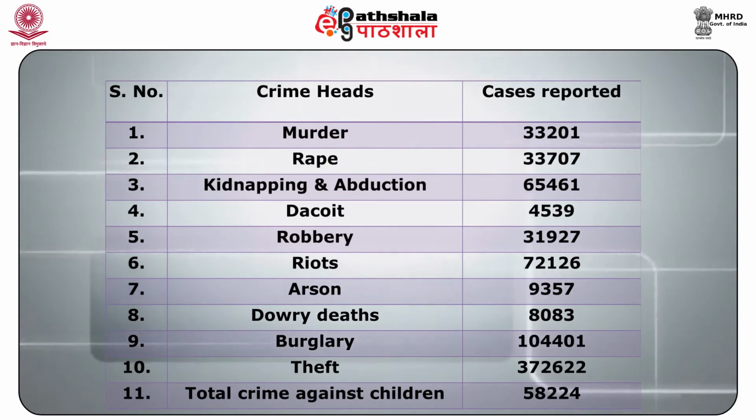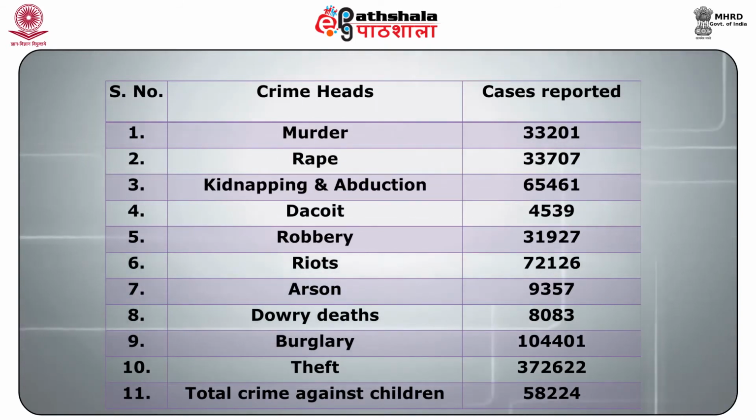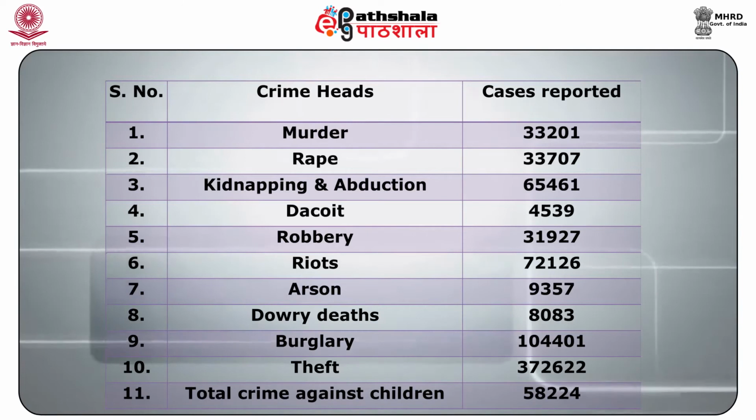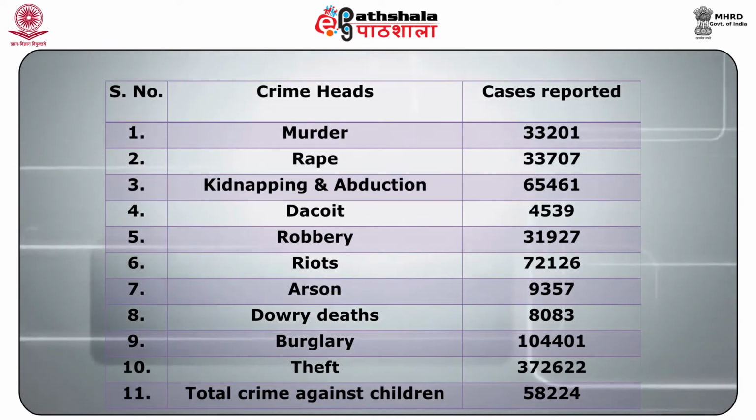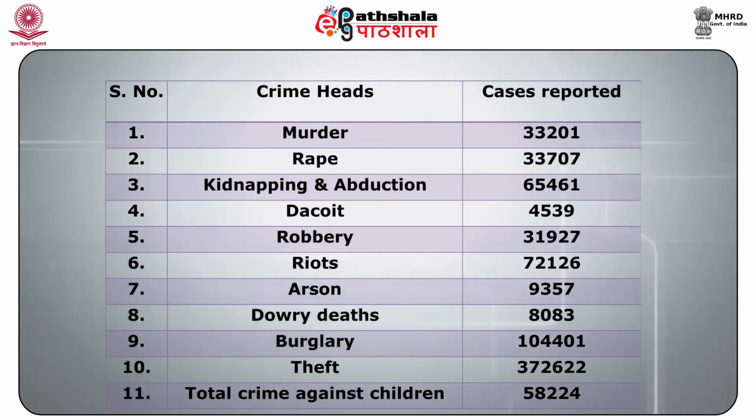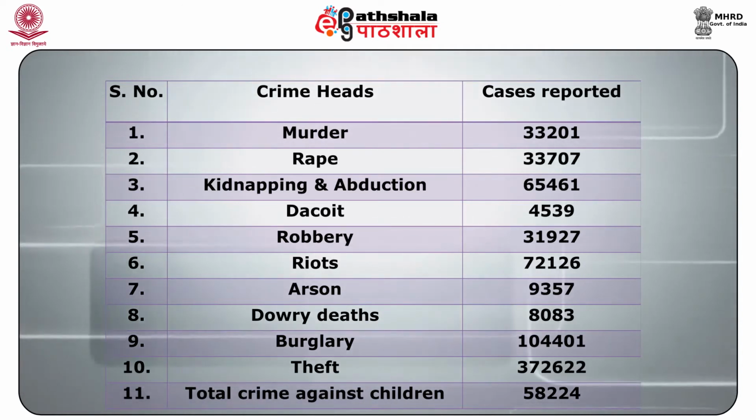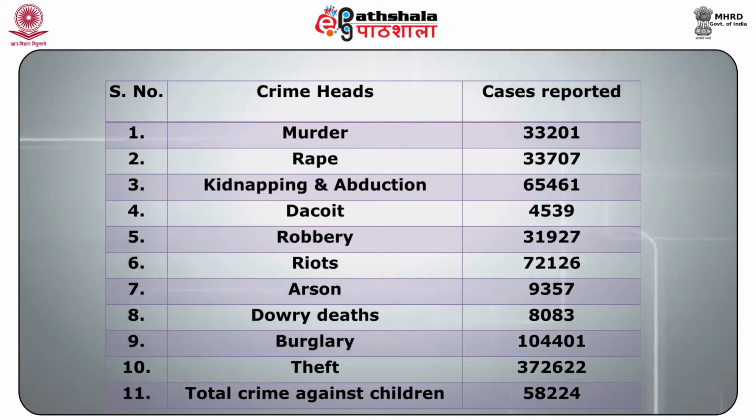Now there is a table showing crime cases reported in the year 2013 according to NCRB. These are under different crime heads and the number of cases reported. First is murder. The cases reported are 33,201, rape 33,707, kidnapping and abduction 65,461, dacoity 4,539, robbery 31,927, riots 72,126, arson 9,357, dowry deaths 8,083, burglary 1,04,401, and theft is 3,72,622. Total crimes against children were 58,224.